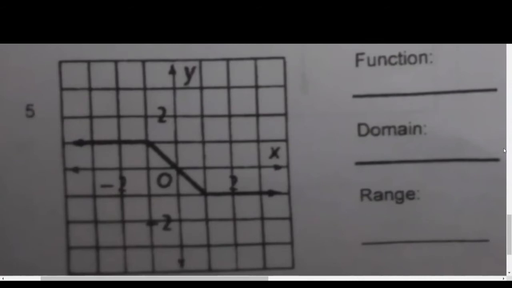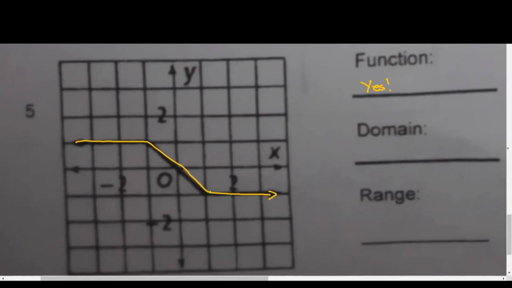Okay, what about this one? This is definitely a graph of a function. You draw vertical lines, and then make sure isa lang ang itatouch niya doon sa graph. What about the domain? So where is the graph? Ito siya. Ito. Yan. Ito.